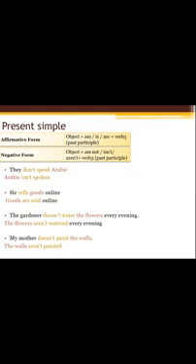The first example: they don't speak Arabic. Now, the negative form is the same as the affirmative, but instead of using is, am, are, we use them in the negative form, like isn't, aren't, am not, plus verb 3. They don't speak Arabic. They is the subject, don't speak is the verb, Arabic is the object. So here the object is Arabic.